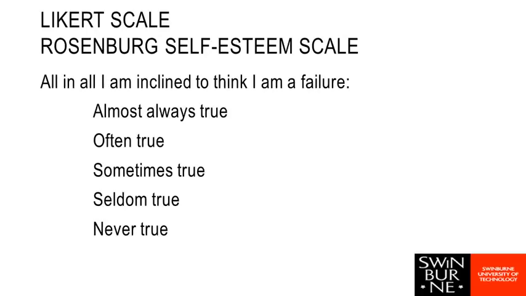So this one comes out of a scale called the Rosenberg Self-Esteem Scale, and you can see we have the statement, and if we went and looked up this particular scale, we'd see there's a whole lot of similar kinds of statements. So a statement, all in all, I'm inclined to think that I'm a failure, and you can see that we've got these different options. So we go from almost always true down to never true.